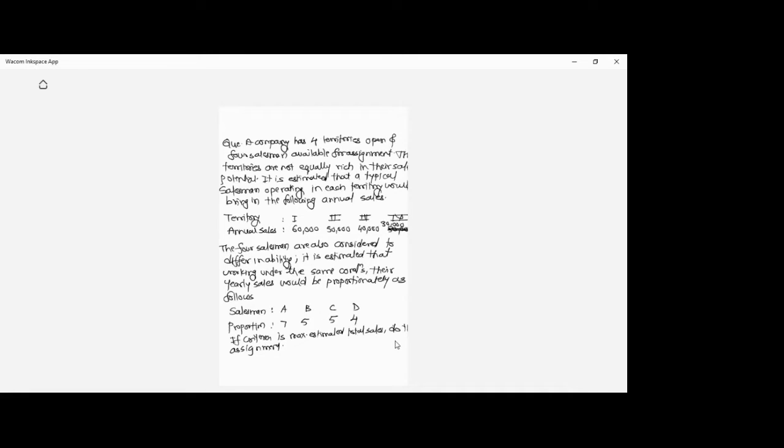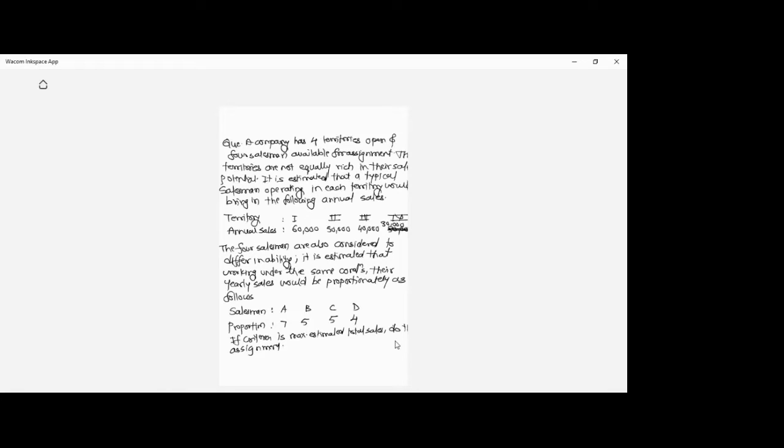So they have said that the company has 4 territories which are open, and 4 salesmen available for the assignment. The territories are not equally rich in their sales. So every territory generates different sales, hence their sales potential is also different. A typical salesman operating in each of these territories would bring the following annual sales. So any salesman who is operating averagely can produce the following sales.